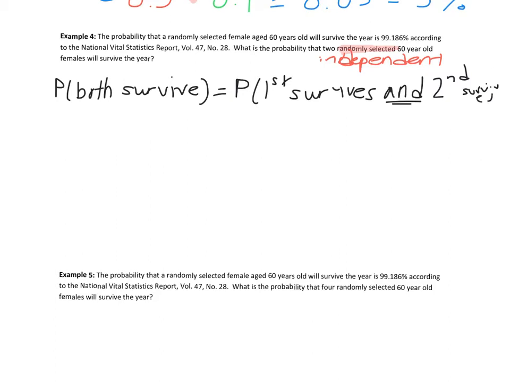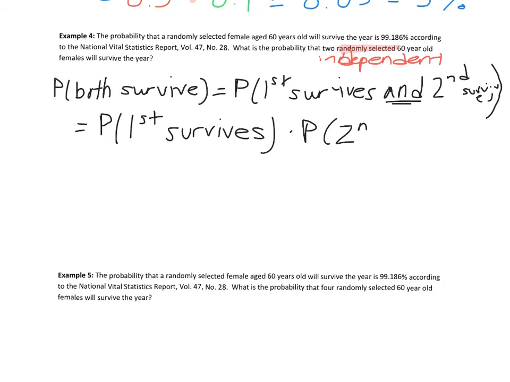I ran out of room, sorry about that. Okay, the first survives and the second survives. According to our multiplication rule, these are independent events, the first woman surviving and the second woman surviving. They're independent events because they're randomly selected. So because it's the probability of two independent events with the word and, we're going to use our multiplication rule. And is multiplication. And we're given both of these probabilities.